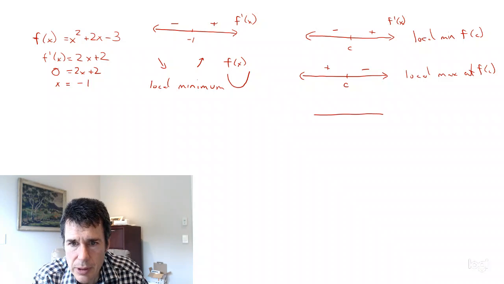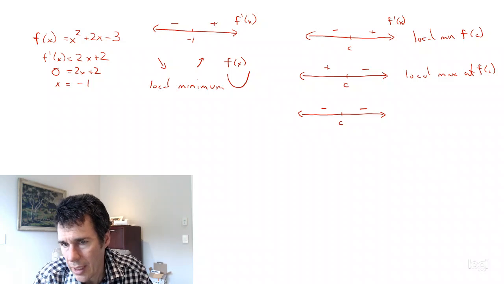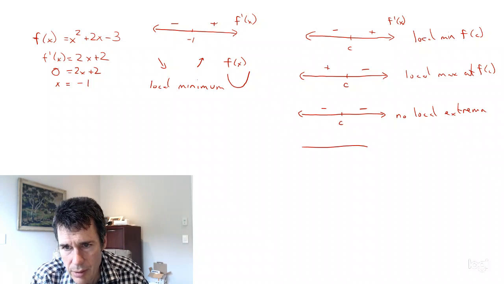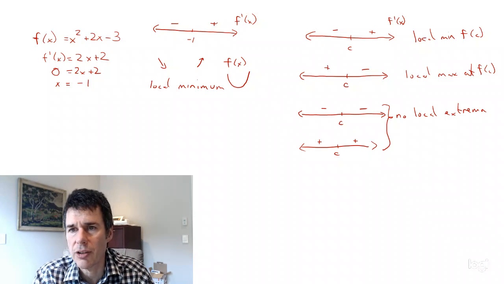Two other possibilities. Luckily, there are only 4. It is decreasing and then decreasing again, so no local extrema. Or finally, increasing and then increasing again, and both of these are no local extrema. So these are our 4 possibilities.